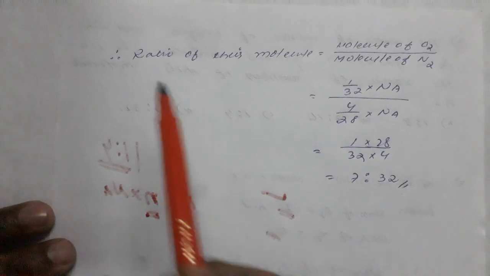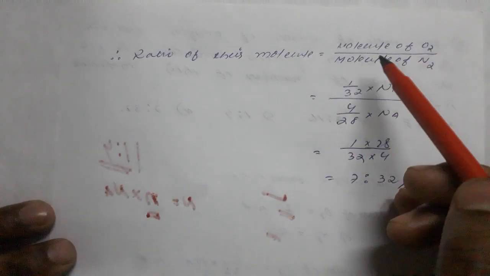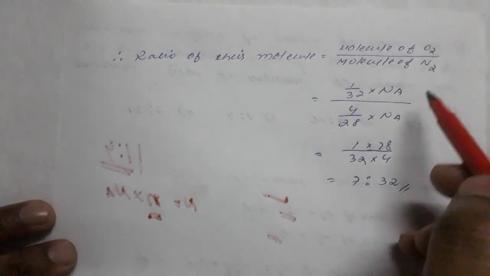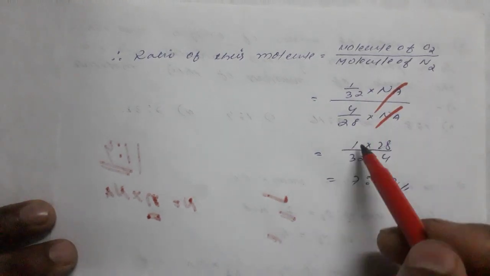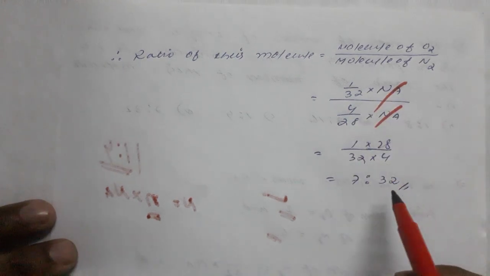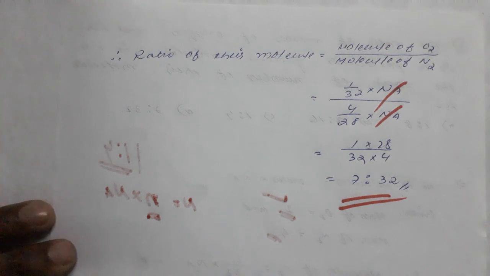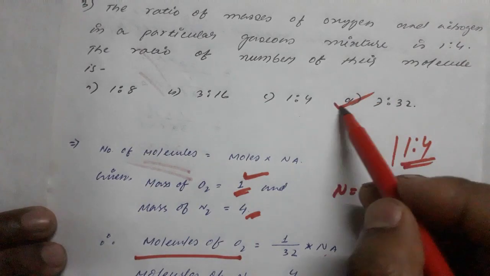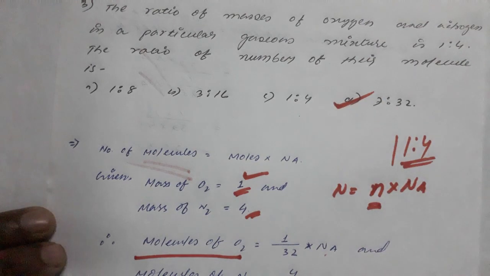So if we calculate the ratio of their number of molecules, then molecules of O2 divided by molecules of N2, so this Avogadro's number will cancel out. So 1 by 32 will come below, 28 will go there. So after cancellation, the value becomes 7:32. The correct answer is option number D, 7:32.